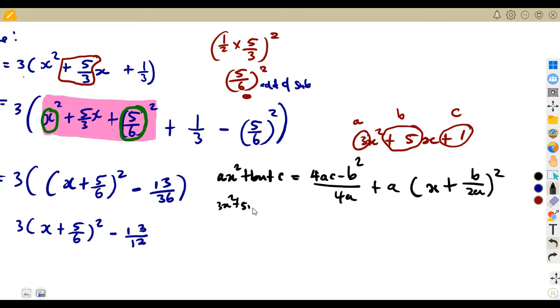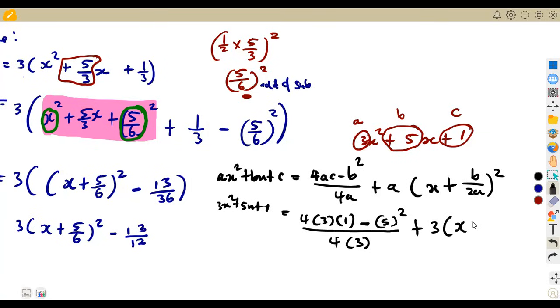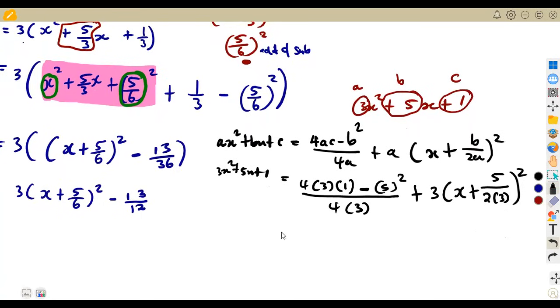3x squared plus 5x plus 1 was going to be 4a, so it's going to be 4 times a. Our a is 3 times c, our c, which is 1, minus b squared, our b is 5, so it's going to be 5 squared. Everything over 4 times a, our a, which is 3, okay? Plus a, which is 3, so that is a into the bracket of x plus b over 2a, our b is 5, which is 2 times a, our a, which is 3. Then we square everything. So you substitute the values that represent the letters that you're given there.